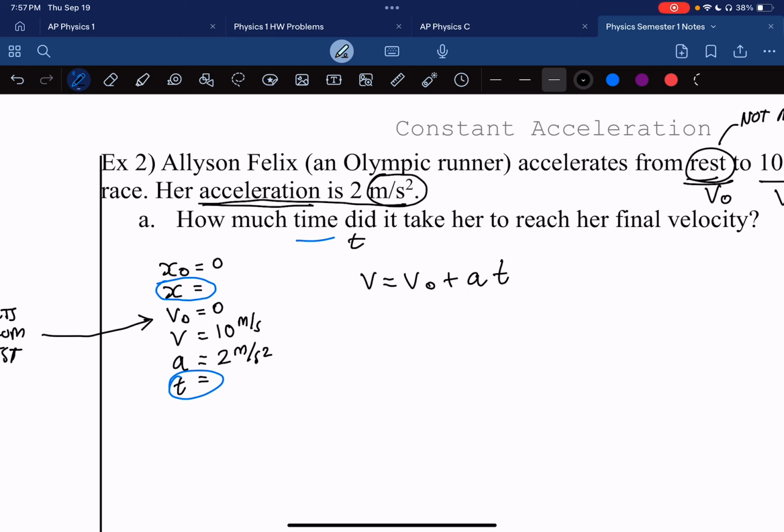We will use our same method of substitution. Starting at the left, we'll put in, for v, a 10. v naught is 0, so I just like to cross it out and say that that's 0, and I don't bother putting it down here, we don't need to. We're just going to keep going. Forget about the plus because there's nothing to add to it. It's just going to be a times t. So a times t means we're going to put this in parentheses. That's 2, and that's just t. There's no number to put because we don't know what it is.